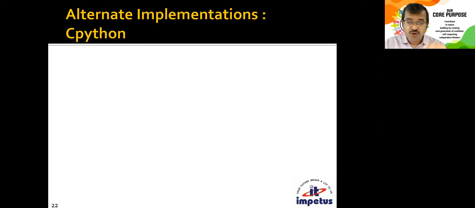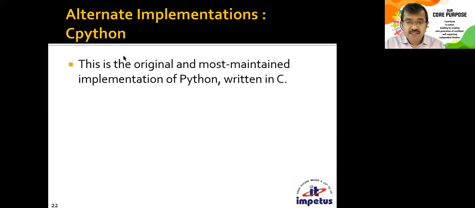So if somebody asks you which flavor of Python you are working on, we are going to work with CPython. The commands that we are going to write are the same, but the implementation of the commands has been done in C. This is the most maintained implementation of Python, written in C language. So Python itself has been created in C language. A lot of times I cannot resist calling Python sugar-coated C.